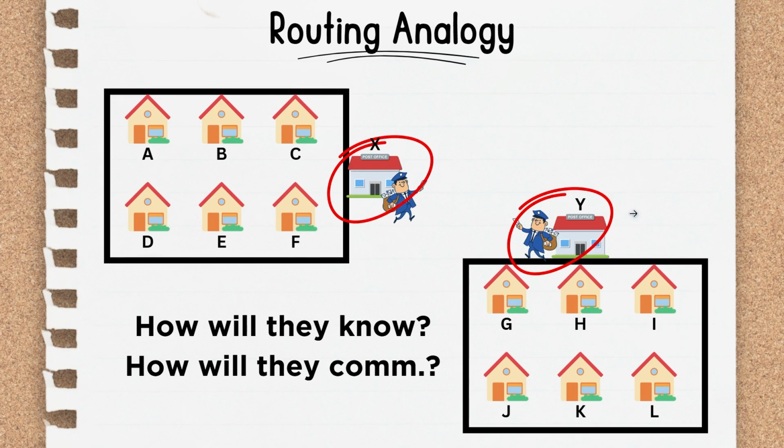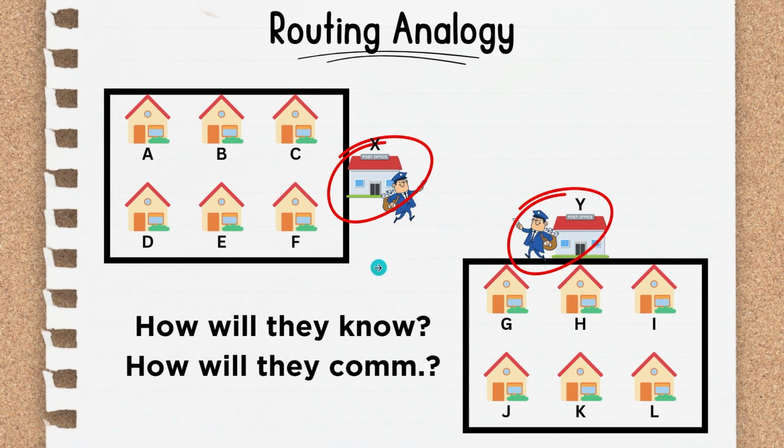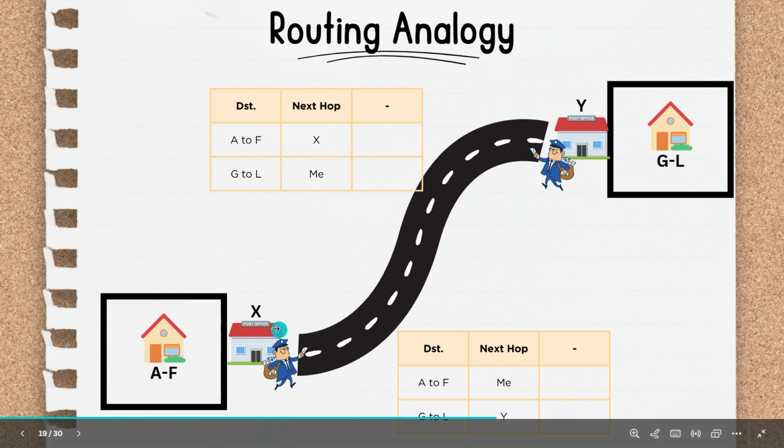But the question remains: how will these two postmen know these things? If someone wants to go to J, this is the postman, because there might be multiple societies and each society has a postman. So how will they communicate and how will they know? For them also there will be a table that these postmen will maintain. Let's say this is a society with houses labeled A to F, and this postman will have an entry for the destination A to F, with the next hop, which means you can connect with me.